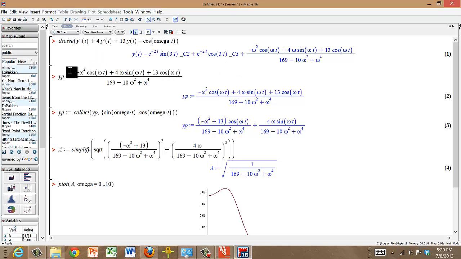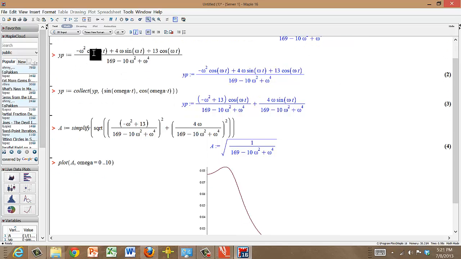Here is the general solution to the ODE. I've pulled off the steady state portion of the solution, that's right here, and this is the transient part. Notice the negative exponentials. So this is the steady state portion of the solution, and that's what I'm interested in.